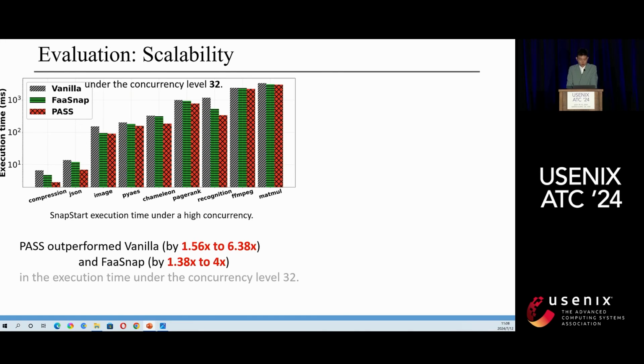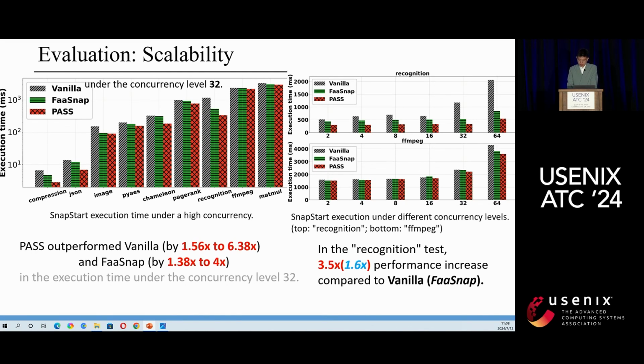For scalability, with 32 concurrent instances, PaaS outperforms the vanilla by 1.56 to 6.38 times, and FaaSnap by 1.38 to 4 times. As shown in the top right figure, PaaS outperforms FaaSnap by 1.6 times and the vanilla by 3.5 times in ephemeral workloads. For non-ephemeral workloads, PaaS matches or slightly outperforms competitors.